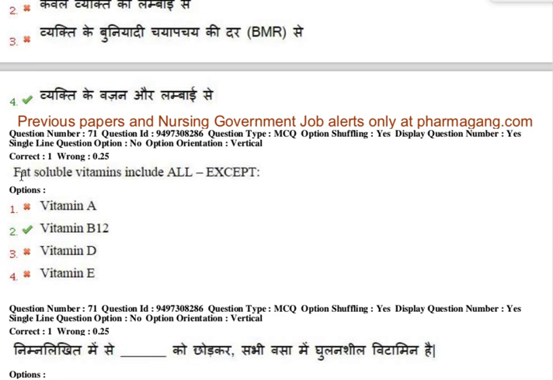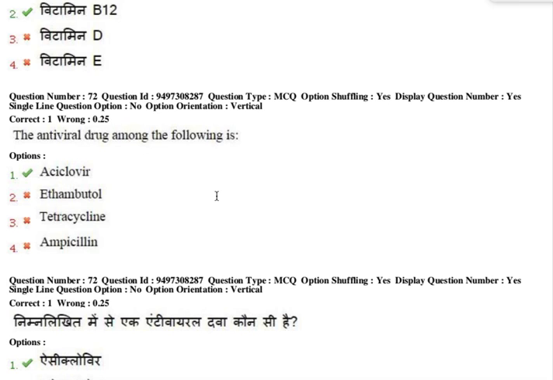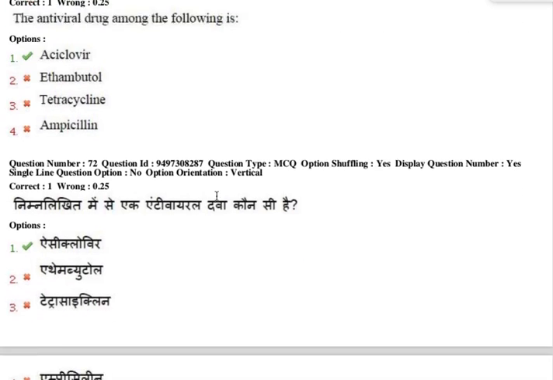Next question, question number 71. Fat soluble vitamins include all except... Right answer is second, vitamin B12. Vitamin B12 is a water soluble vitamin, and vitamins A, D, E, K are fat soluble vitamins. Next question, question number 72. The antiviral drug among the following is... Right answer is acyclovir. Ethambutol, tetracycline and ampicillin are antibiotics, and acyclovir is the antiviral drug.